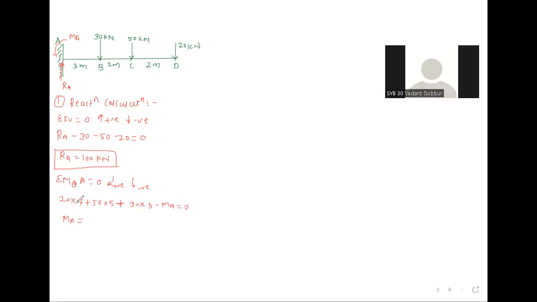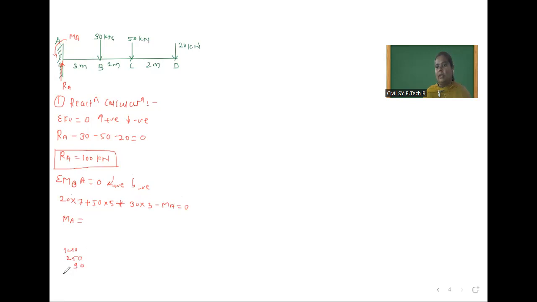2 into 7, 140. Addition. Here 140 plus 250 plus 90. Yes, 480. 480 kilonewton meter.